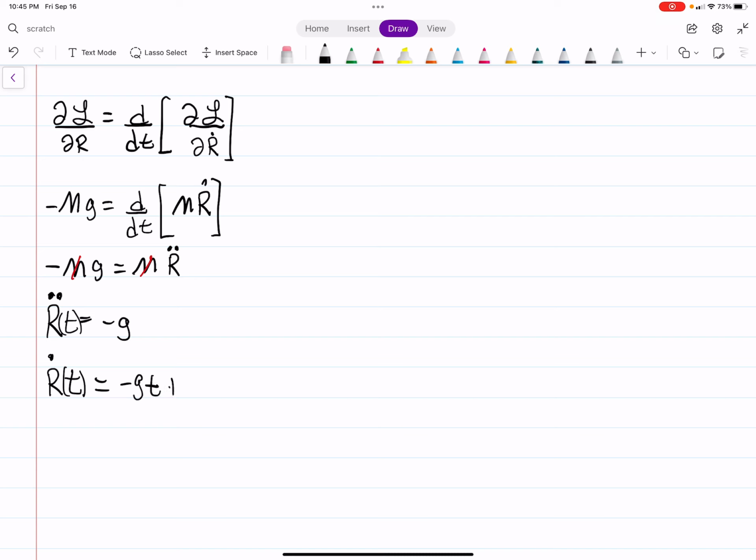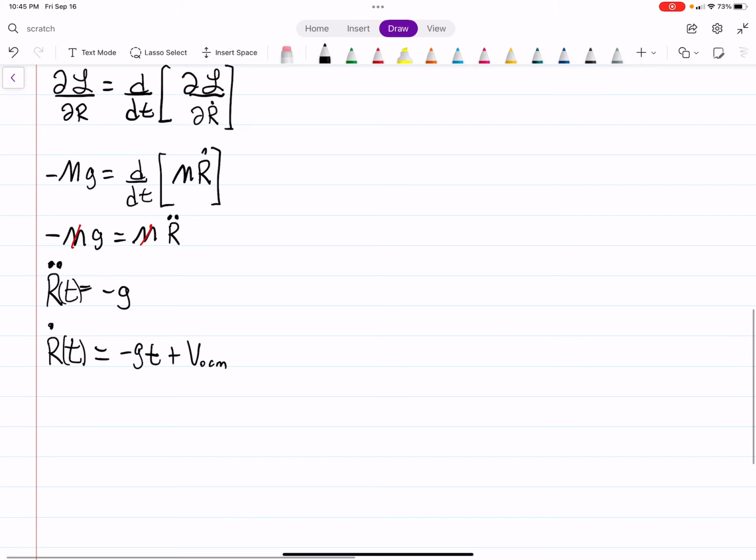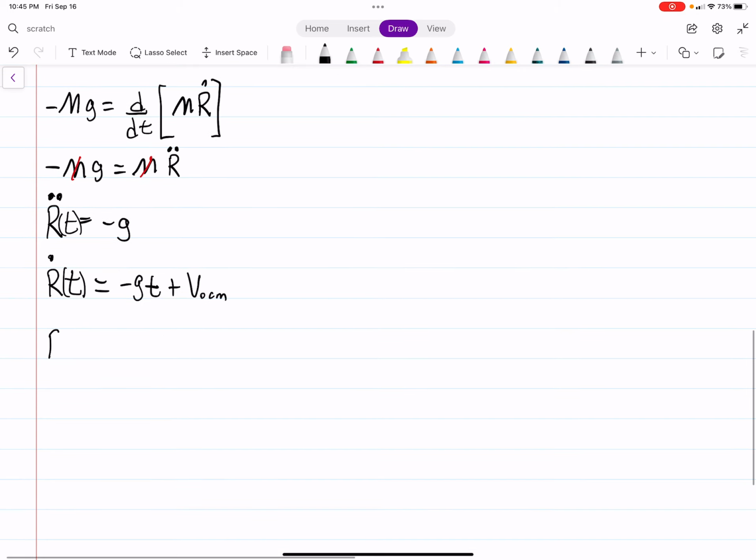Minus gt plus, I'll say v naught cm. So that's just your initial condition. You can call it whatever, but I'll just say the initial velocity for the center of mass. And again, this is separable, so R equals 1/2 minus gt squared plus v cm t plus, I'm going to call it r naught.